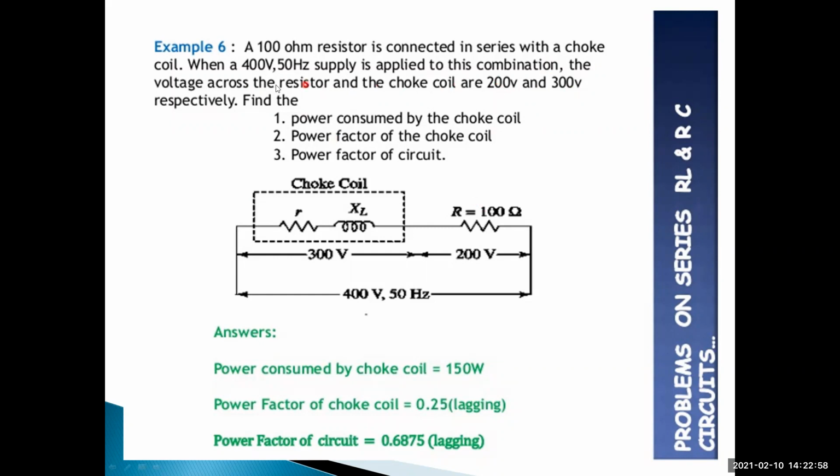The voltage across the resistor is 200 volts, which is given data, and the voltage across the choke coil is 300 volts. If you connect a voltmeter across the resistor, it shows 200 volts. If you connect it across the choke coil, it shows 300 volts.